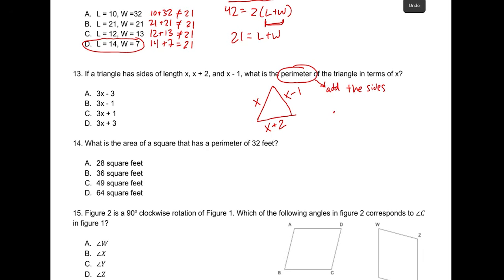So the sides here would be x, x plus 2, and x minus 1. We need to add those three together. When I add those, I need to combine my like terms. I have x plus x plus x is 3x. And then I've got 2 minus 1 is just 1. So our answer is 3x plus 1, which is C.